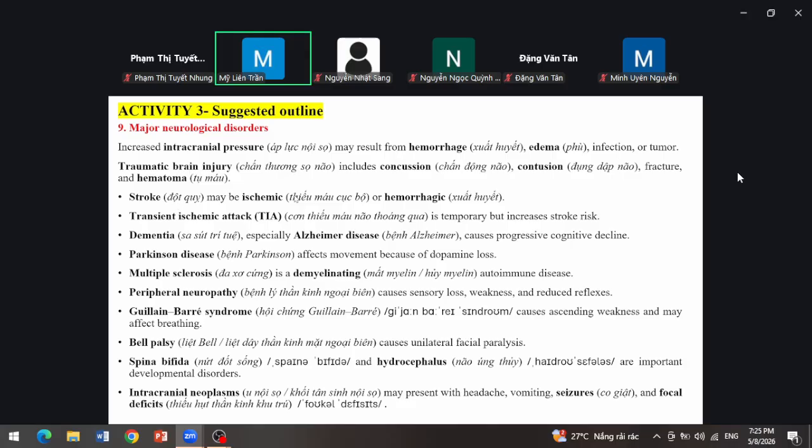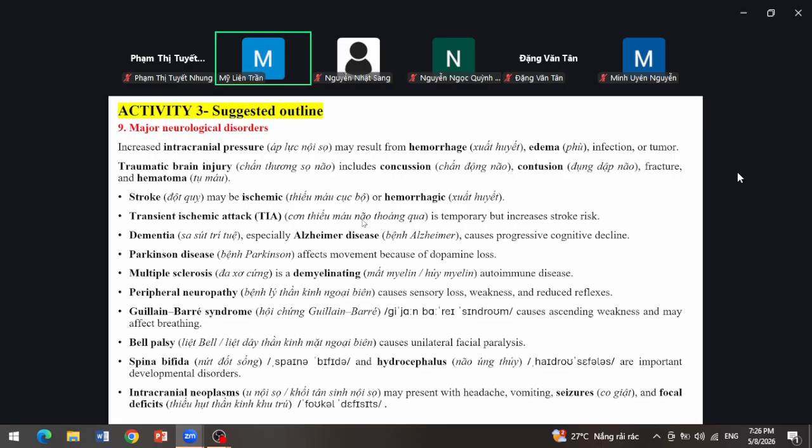Stroke may be ischemic or hemorrhagic. Đột quỵ có thể là do thiếu máu, chia ra là thiếu máu cục bộ hoặc là do xuất huyết. Transient ischemic attack, TIA is temporary but increases stroke risk. Còn thiếu máu não thoáng qua là tạm thời, nó thoáng qua nhưng mà nó làm tăng lên cái nguy cơ đột quỵ.